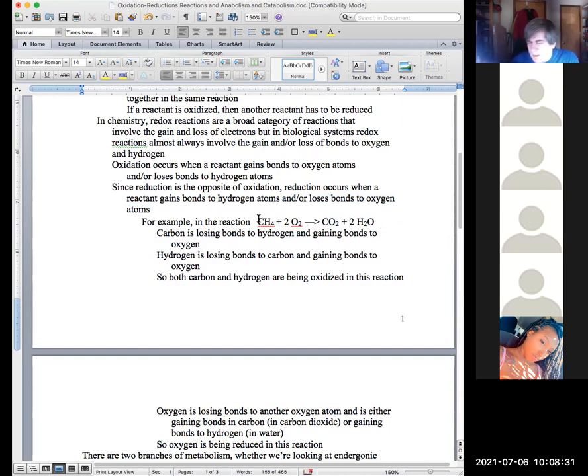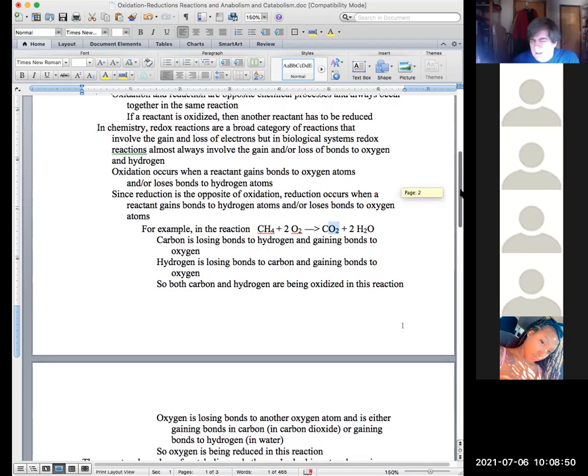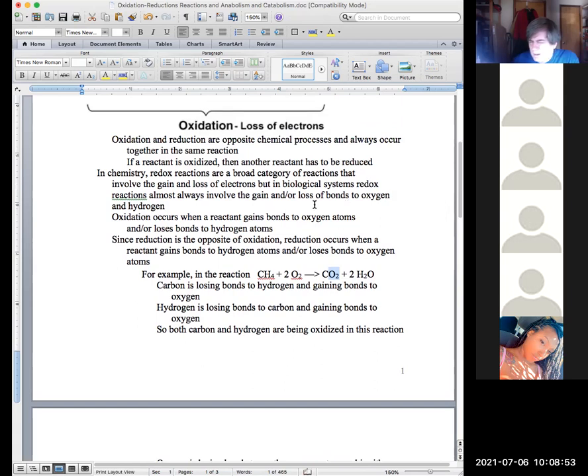So let's think about the carbon atom here. We know that carbon needs 4 bonds. So carbon starts out with bonds to 4 hydrogen atoms. It ends up with 4 bonds to 2 oxygens. So carbon has lost some bonds to hydrogen. It's gained some bonds to oxygen. So if we go back to our definition, if we're gaining bonds to oxygen and losing bonds to hydrogen, okay, so carbon is being oxidized.